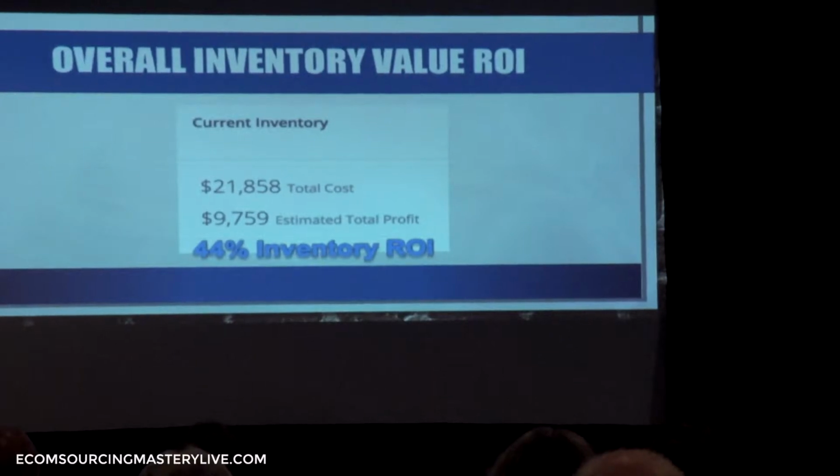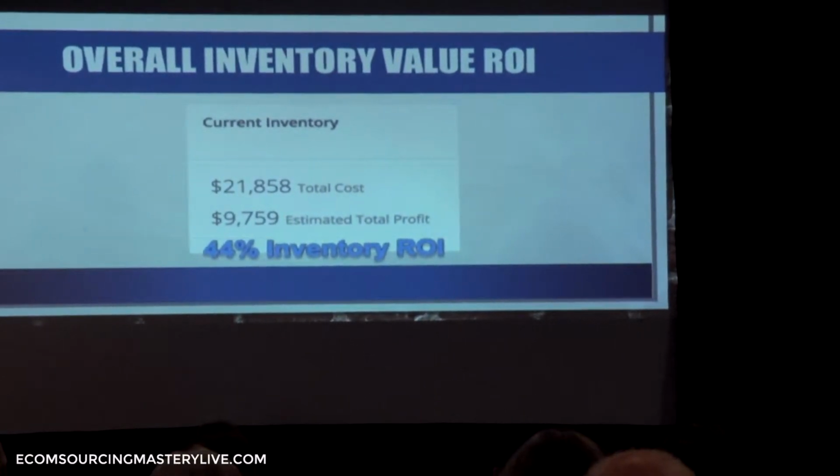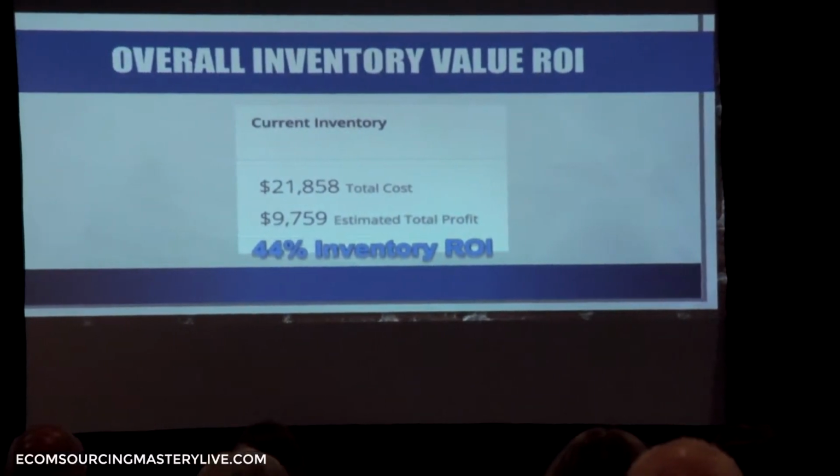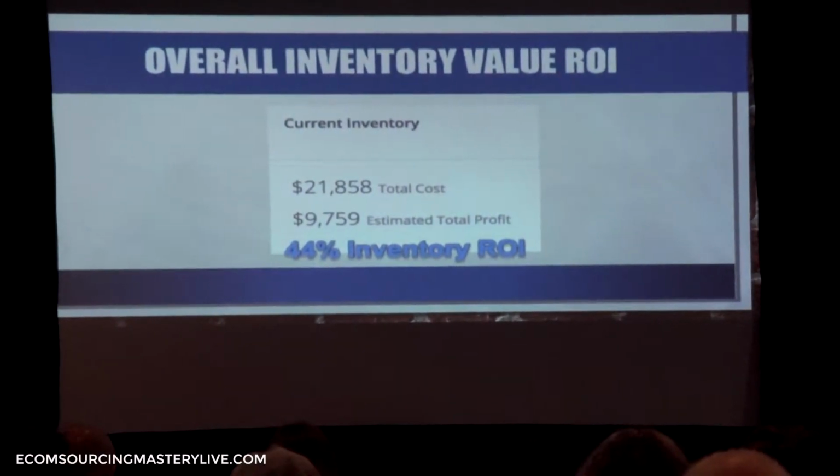As long as I do a good job replenishing the winners and a good job on finding new products, I can predictably grow that revenue, right? The more inventory that I have, as long as I maintain a steady ROI, the more profit I make, right? So I get this data right there from FeedVisor. And this right here, the calculation is 44%. My $21,000 in inventory cost is going to profit me $9,759, okay, at the time of this.